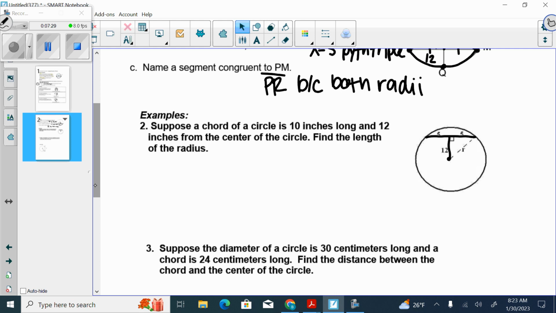So again, what would we do to find the missing side? Pythagorean theorem, right? And this should be the same Pythagorean triple, so what should R be? 13, good.